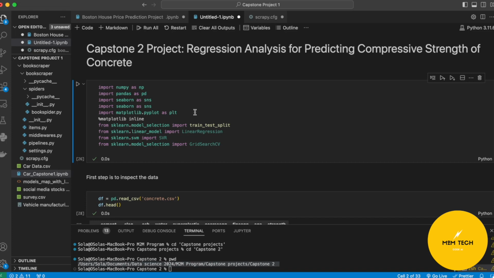For this particular model, I wanted to try out linear regression, lasso, and ridge, just to be able to see which model was going to give the best output and accuracy in terms of predicting the strength of concrete.